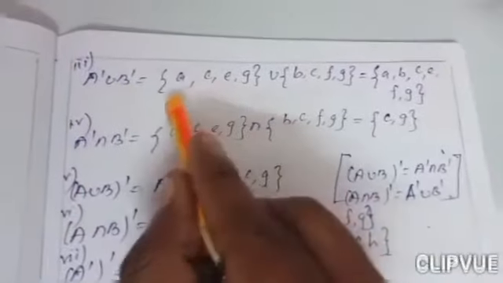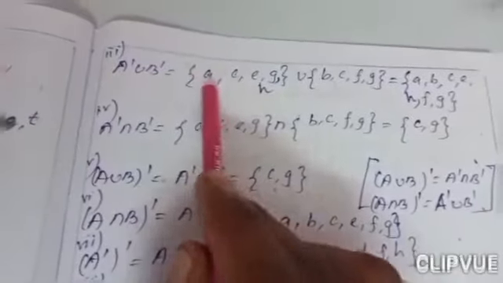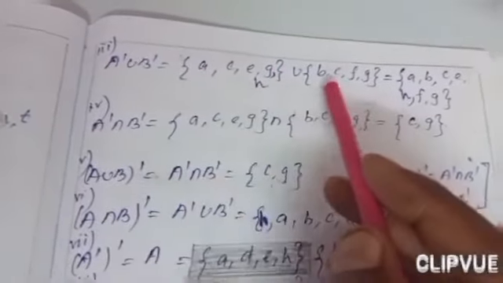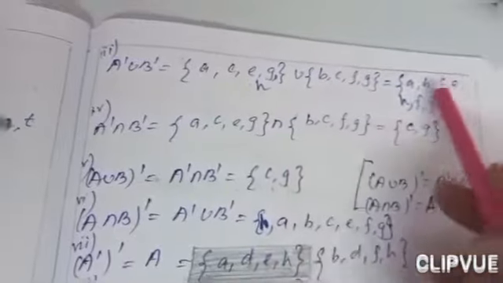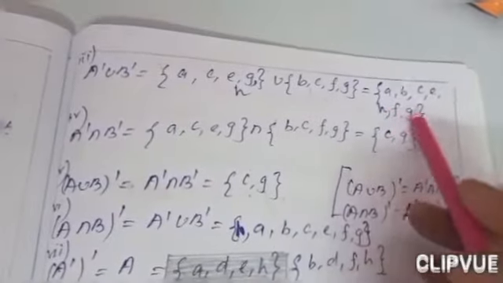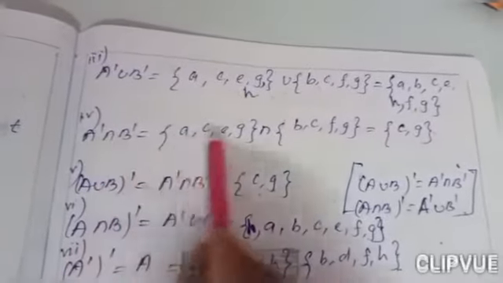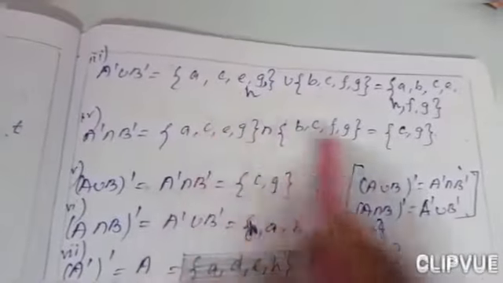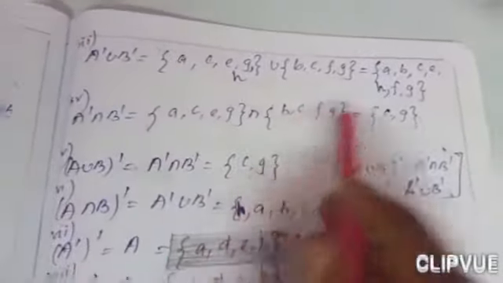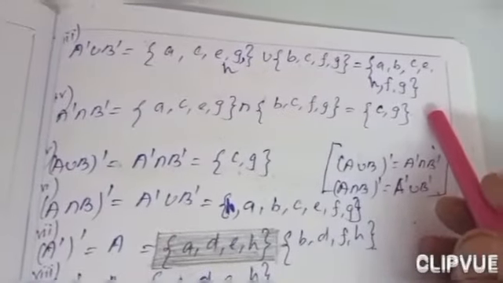Next, the third one is A dash union B dash. Already we found the elements of set A dash. So A dash union B dash: A dash is A, C, E, G, H, union B dash is B, C, F, G. Club the two sets. That means A, B, C, E, H, F, G. Next, A dash intersection B dash. Write the set A dash, after that write the set B dash, and write the common elements. C and G are in both A dash and B dash. So A dash intersection B dash is C, G.